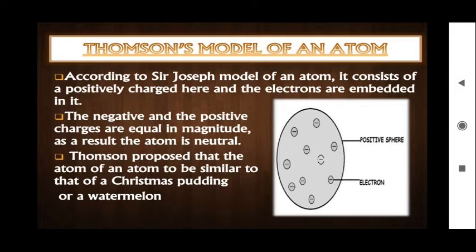Thomson proposed that the structure of an atom is similar to that of a Christmas pudding or watermelon. Like in the watermelon, the reddish part is compared to the positive charge. It is the bed of positive charge, and the black seeds are compared to the electrons. Similarly, in the Christmas pudding, the cake is compared to the positive charge, and the dry fruits are compared to the negatively charged electrons.